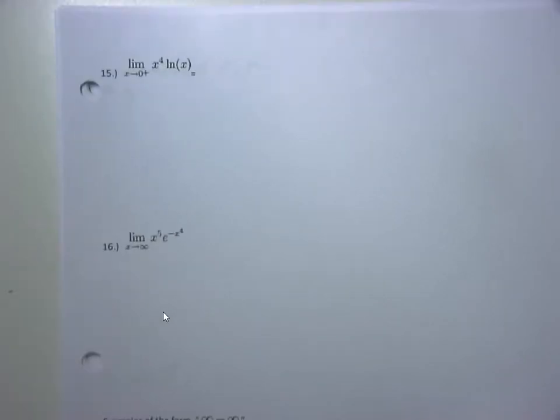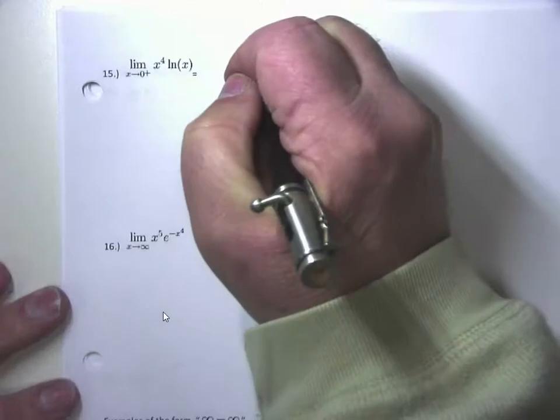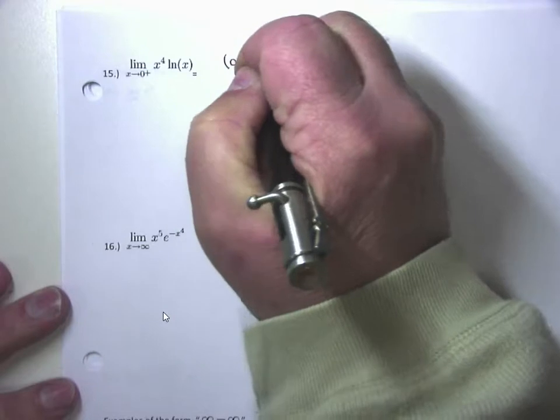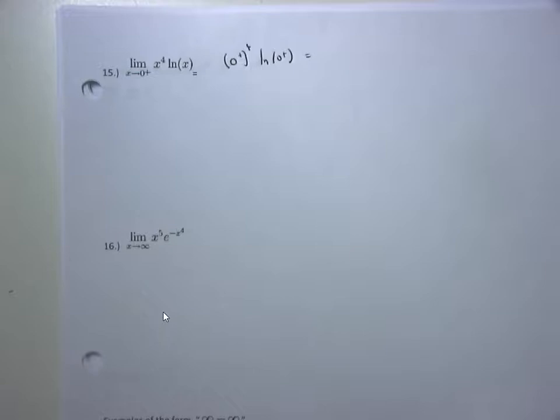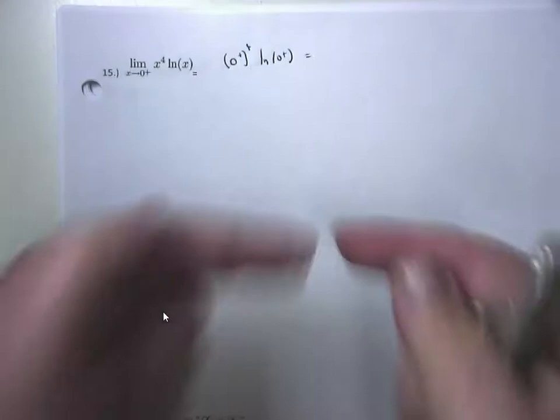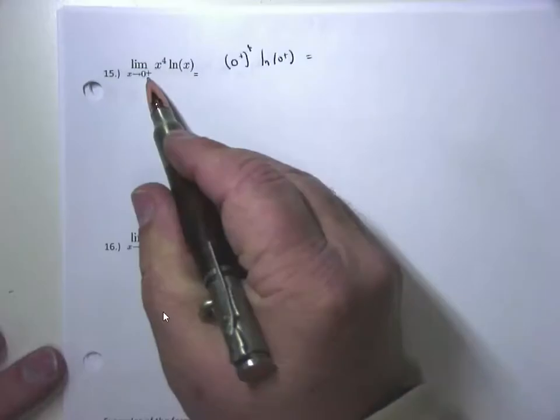Here's another. First rule of limits: plug it in. I want you to take the limit as x approaches 0 on the plus side of x to the 4th times the natural log of x. First rule, plug it in. See what you got. This will be 0 on the plus side to the 4th power times the natural log of 0 on the plus side. Because you can't take the log of a negative number, you can't actually plug in 0 from both sides here. So we're on the plus side here.